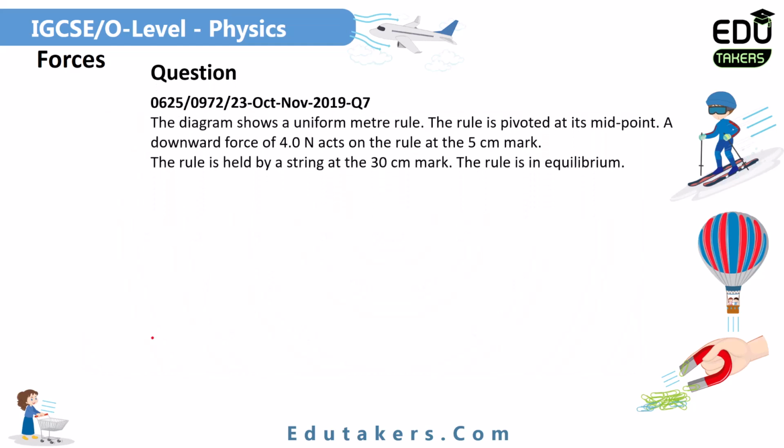There is a question that appeared in October-November 2019. Let's see this. The diagram below shows a uniform meter rule. The rule is pivoted at its midpoint. A downward force of 4.0 Newton acts on the rule at the 5 cm mark. The rule is held by a string at the 30 cm mark. The rule is in equilibrium.